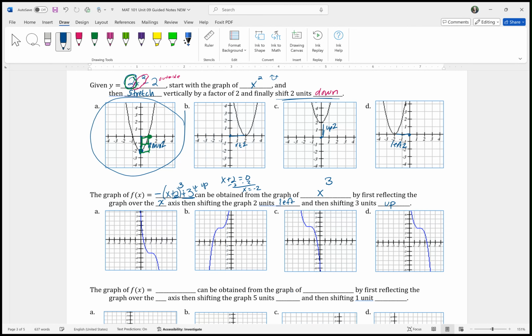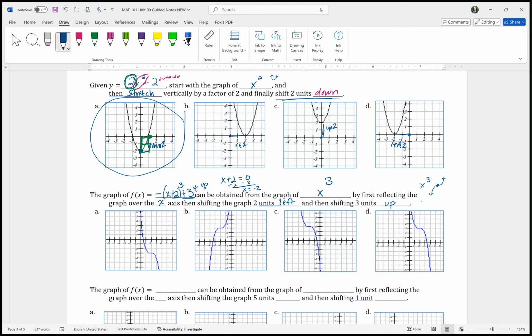Okay. All right. I think what I would suggest first is to get the reflection in. So what does our parent function normally look like? Our parent function for x cubed is normally up on the right, down on the left, with the origin here in the middle.